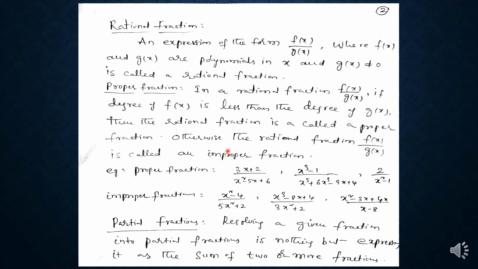And what is a proper fraction? What is a partial fraction? So what does partial fraction mean? Resolving a given fraction into partial fractions is nothing but expressing it as the sum of two or more fractions. So splitting a given fraction into a sum of two or more fractions is called resolving into partial fractions.